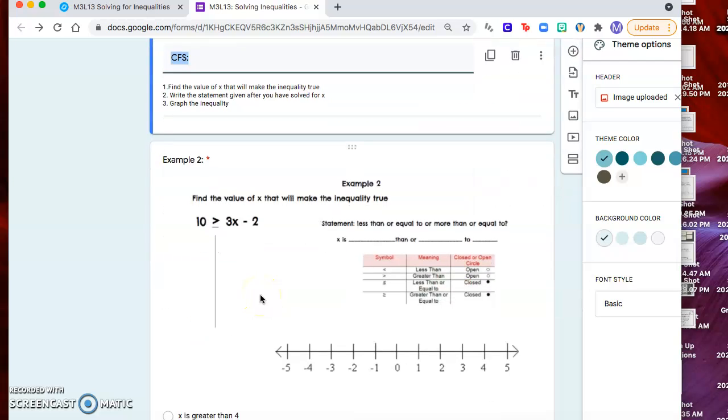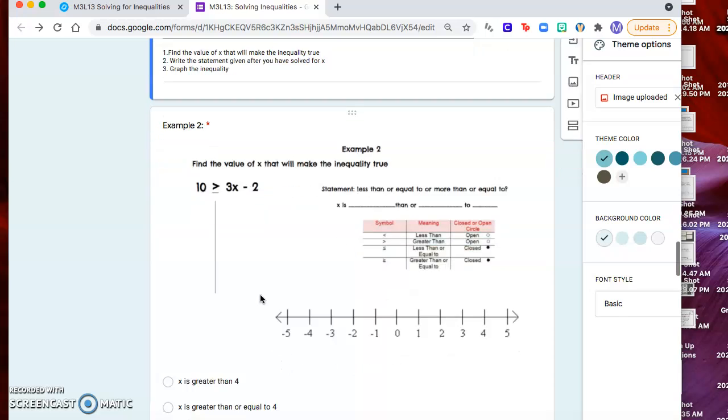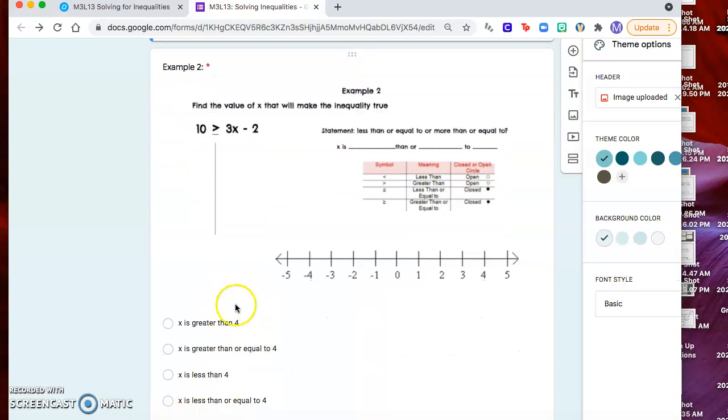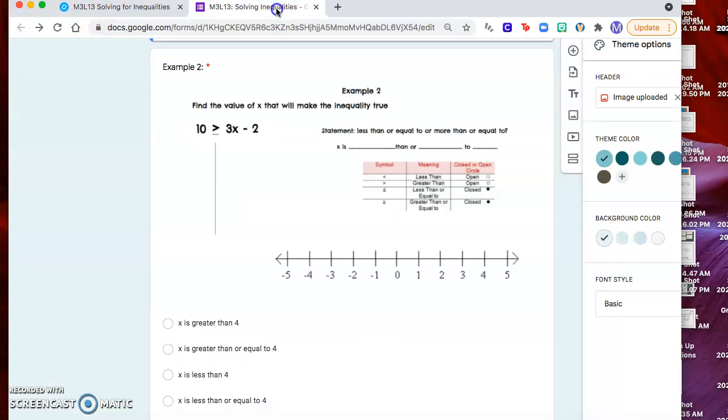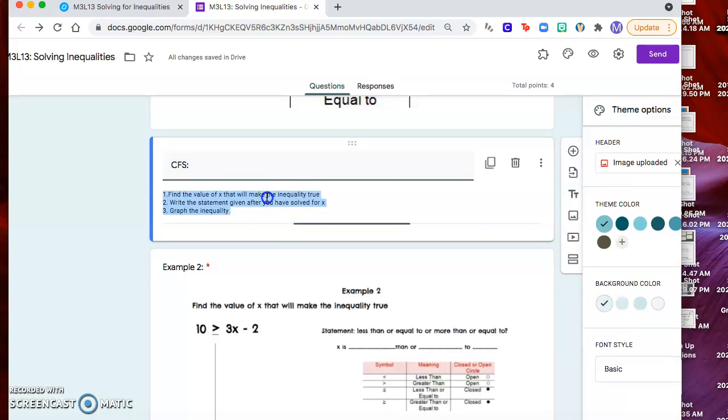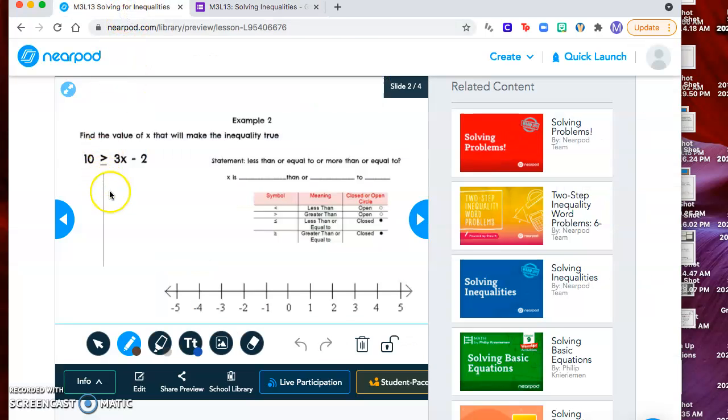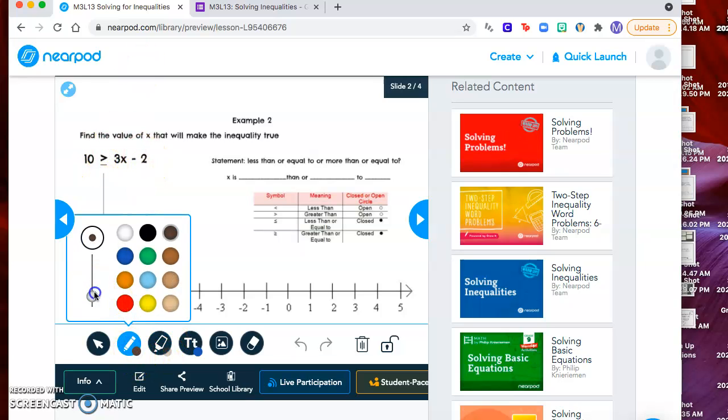Alright, let's get started with example 2. Now, again, at the end, you put your answer here, but you gotta work on the Nearpod. So, let's do this. I ended up putting a CFS, so the first step is we have to find the value of x that will make the inequality true. And again, remember, the first thing we gotta do is get rid of the number without the variable.